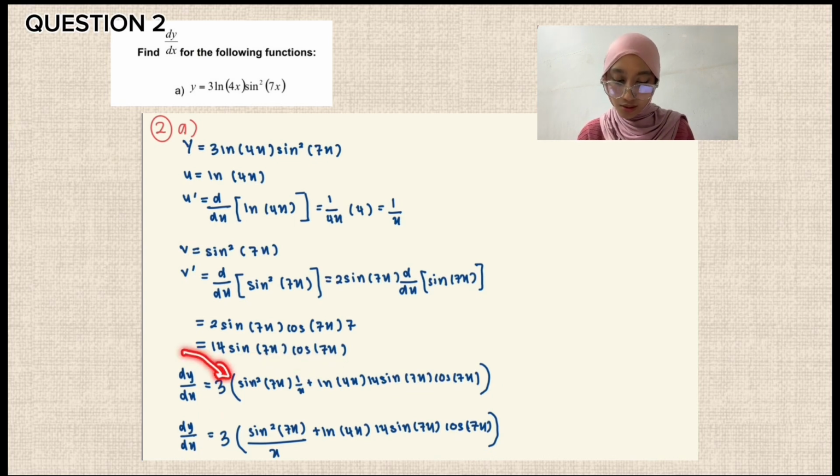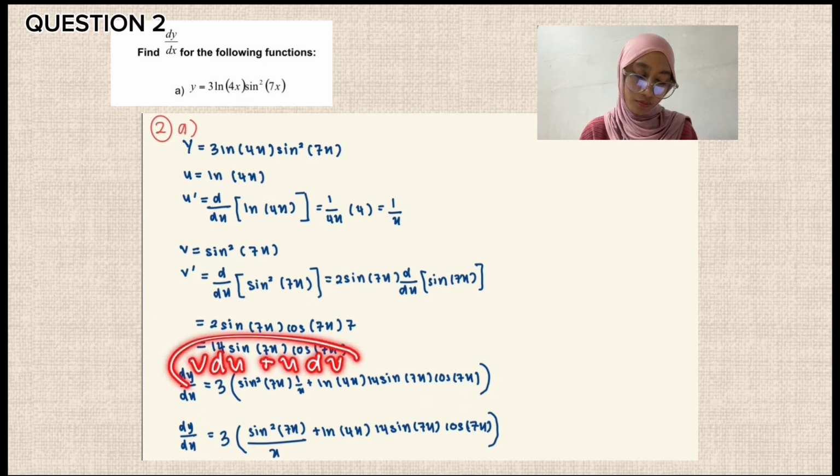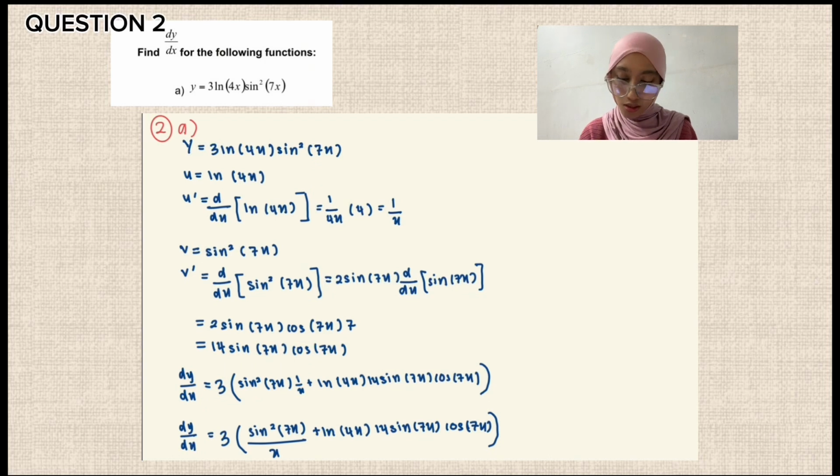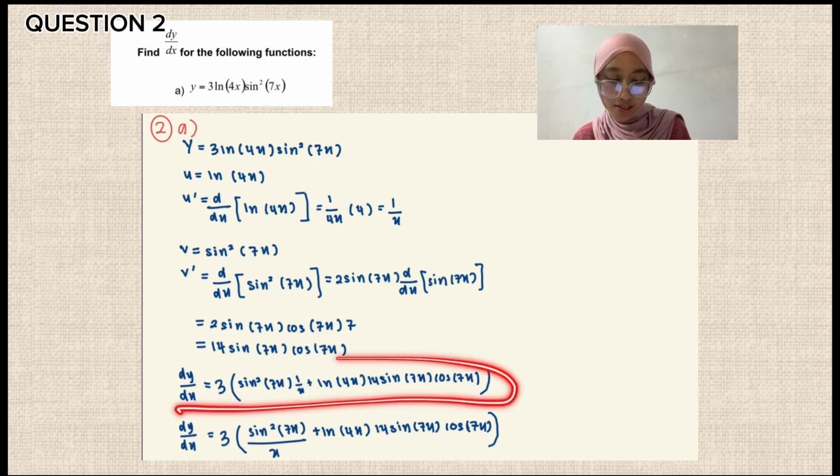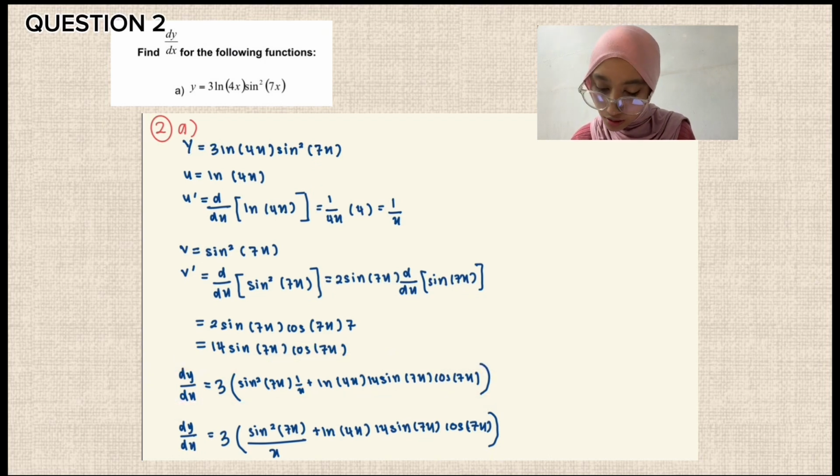Now we substitute it into the product rule formula. u prime v plus u v prime becomes this. You just substitute this and then you will get this. And since we have a constant 3 in front of the whole expression, we multiply the entire result by 3.